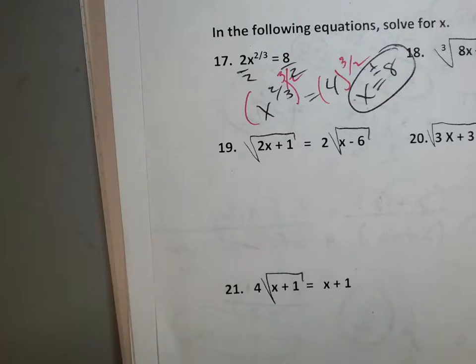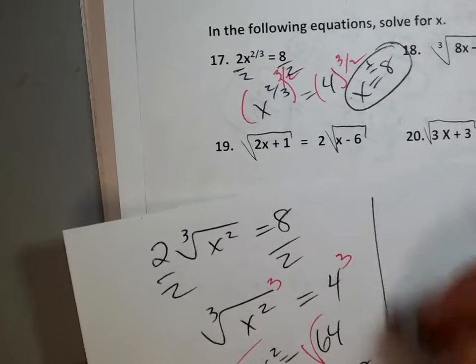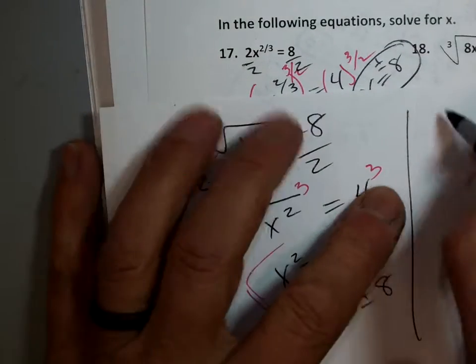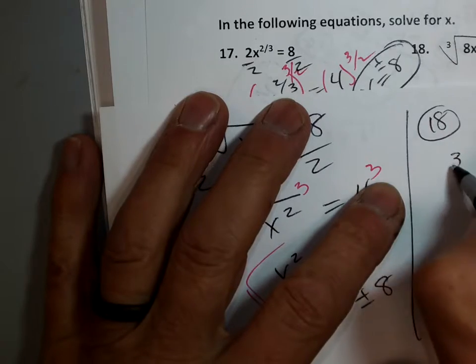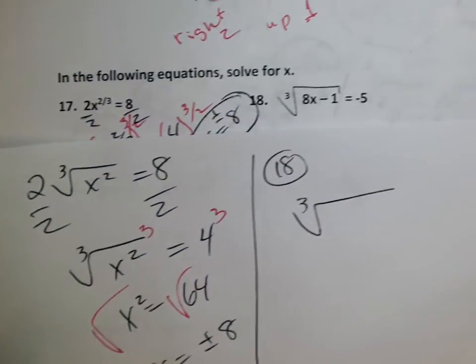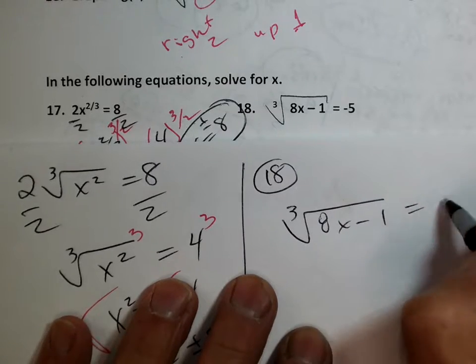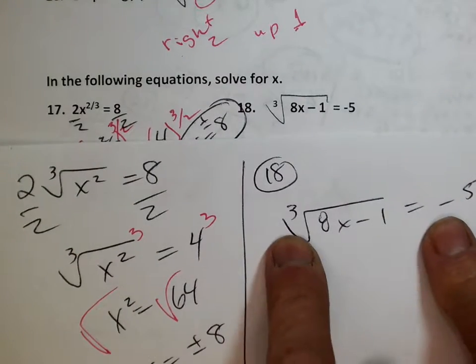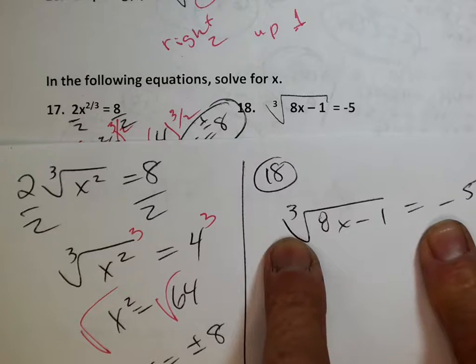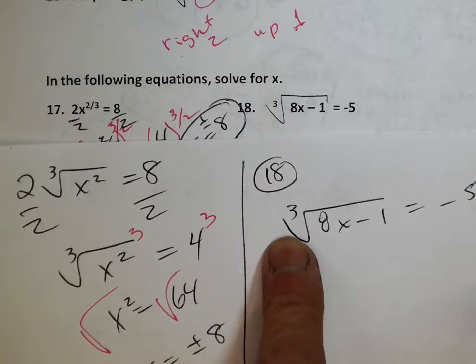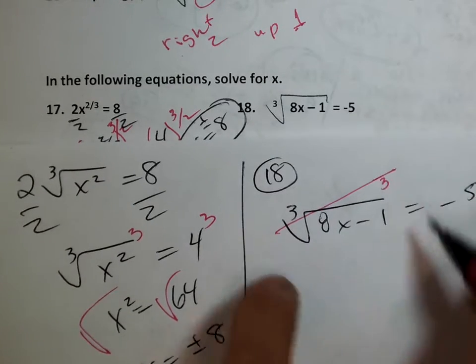18. I think I better do 18 on a piece of paper too because I'm running out of room. Okay, let's do 18 here, okay? I've got 18. I've got the cube root of 8x minus 1 equals negative 5. Now, cube roots can equal negative. They really can. We're okay on that. So I'm going to cube it. If I cube it, it cancels out the cube root.